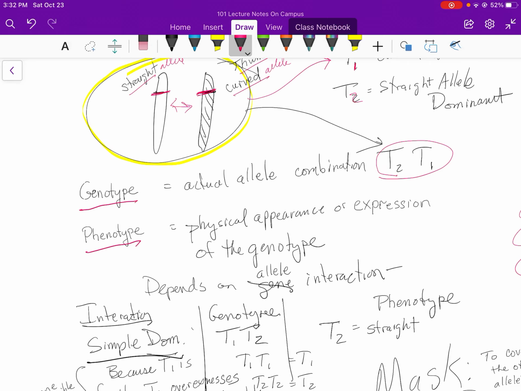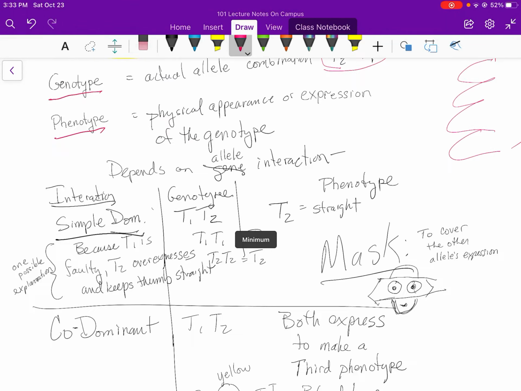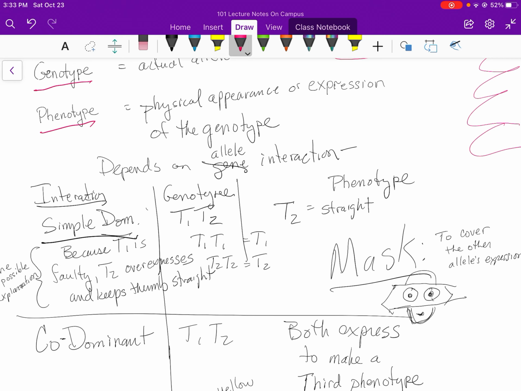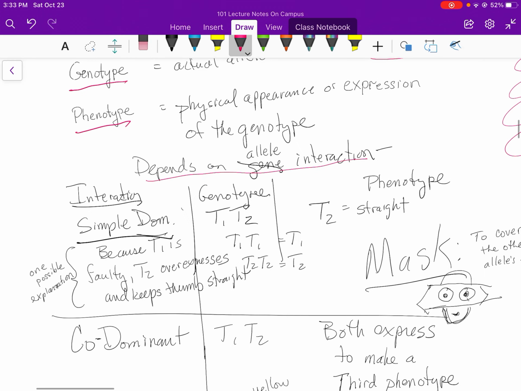Sometimes the phenotype directly tells you the genotype, because it's very clear and there's no interaction, like both alleles are the same. Let's say it's a homozygous individual. On the other hand, if you have heterozygous individuals, sometimes the phenotype does not tell you everything about the genotype. So this depends on allele interaction here.